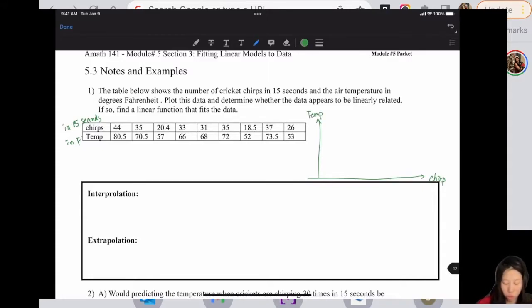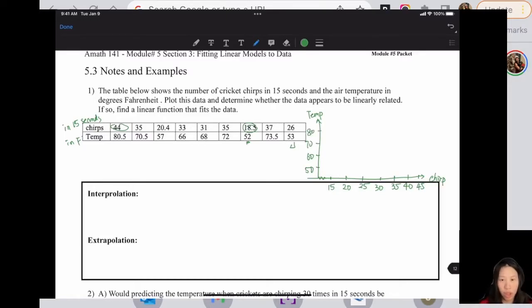Okay, so for the range, look at the chirps: the smallest is 13.5 and the biggest is 18.5, so we can set the axis starting from 15, then 20, 25, 30, 35, 40, 45. When it comes to temperature, the lowest is 52 or 53 and the highest is 85, so maybe we can do 50, 60, 70, 80.